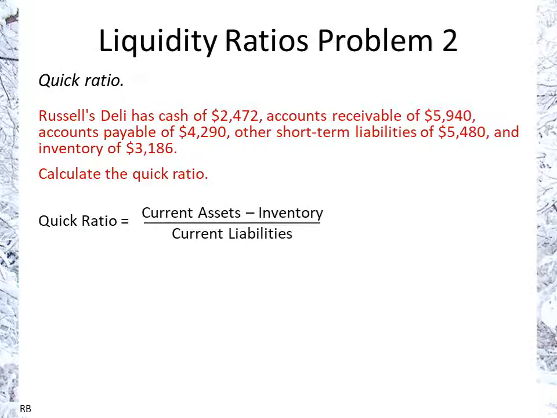it's the current assets minus the inventory, also minus the prepayments if we have that situation. We don't have prepayments in this example, divided by current liabilities. It's called quick ratio because it's the current assets in the numerator that are quicker or quickest to turn into cash. We don't include inventory because it takes the longest to turn into cash. You first need to sell it, and then you have a receivable, and then the receivable has to be collected.